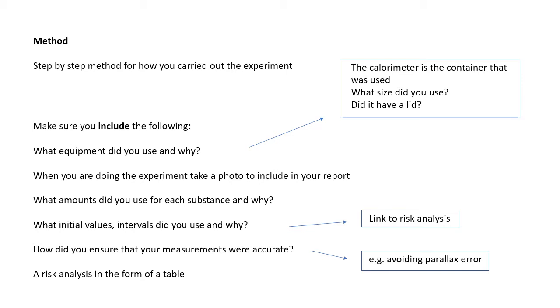This is where something like a preliminary experiment would come in handy. In other words, you do a practice experiment and then, based on what happens, you choose your initial values and your intervals. And the point is that at the end of the day, we want a clear pattern of results. So you should choose initial values and intervals that will give you a clear pattern in your results.